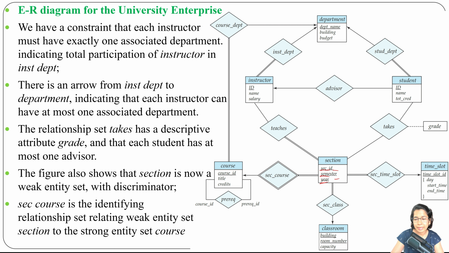If an entity set to relationship set connection is a double line, it means the participation is total, and if there is an arrow mark, that means that is the one side. If there is just a line, that means that is the many side. And if a relationship has some attribute, that is the descriptive attribute. Here grade is the descriptive attribute for takes. So that's all we can understand from an ER diagram.